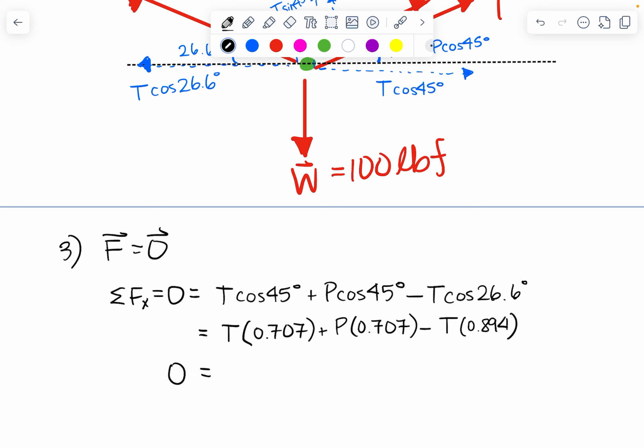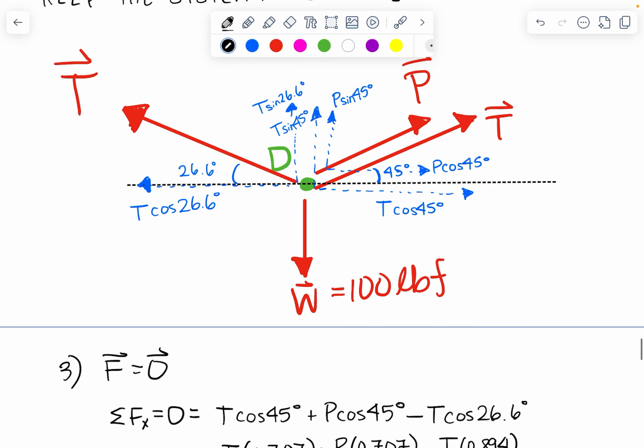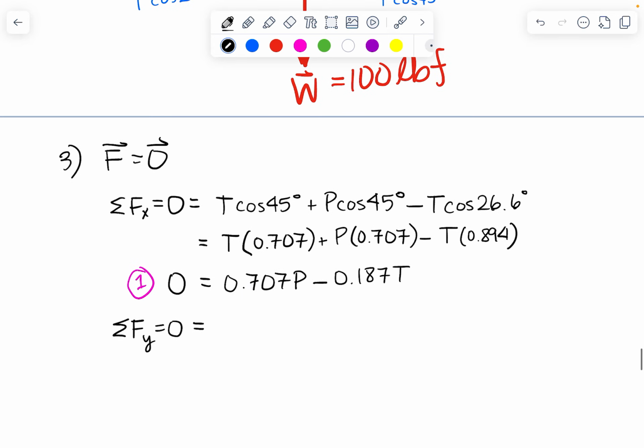So if I just combine like terms, I get 0.707 p minus 0.187 t is equal to 0. That's my first equilibrium equation. So let's hang on to that and then write our equilibrium equation in the y direction. And that is going to be equal to the sum of all of these components that are acting in the y, right? And then minus our weight.